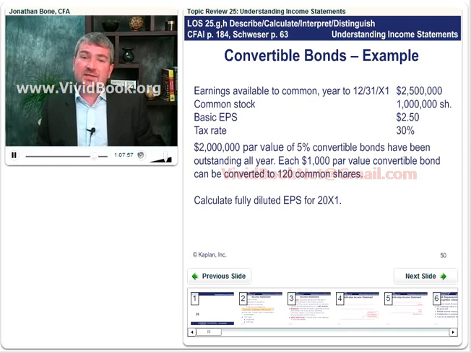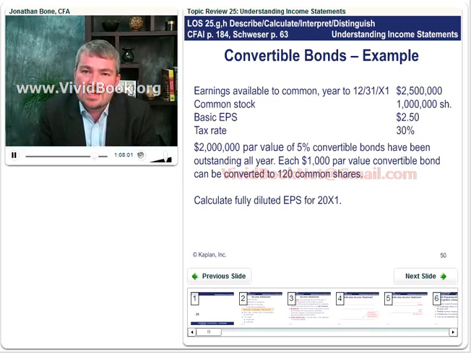Let's turn our attention to convertible bonds. The process is pretty much exactly the same as our convertible preferred stock. All we need to remember, of course, is there's a tax effect, because if you no longer pay the coupon, you're going to pay more tax. Okay, so we've got some earnings available to our common stockholders of $2.5 million, 1 million common shares outstanding, and as a result, basic EPS is $2.50.